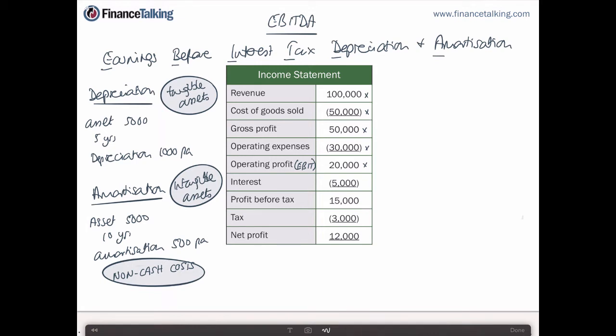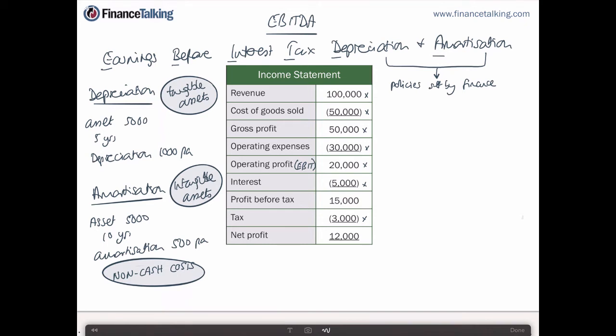The things that come below that are interest and tax. And interest is a function of how the company is funded, so it's the responsibility of Treasury or finance. And tax is largely a function of government policy, so it's beyond the control of operational management. Now, you could also argue that depreciation and amortization are outside the control of operational management. The D&A policies are usually set by finance rather than operational management. So for that reason, EBITDA is a useful level of profit to use in financial management. So now let's see how we can find the EBITDA.